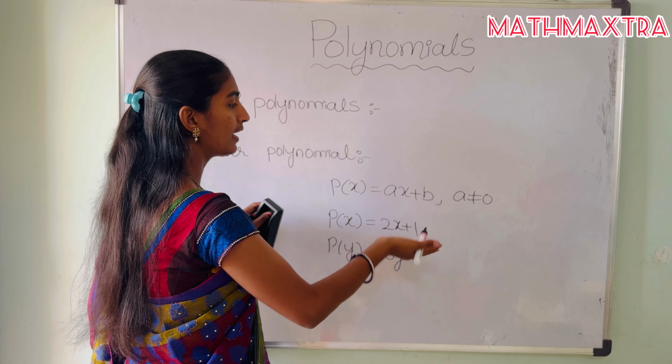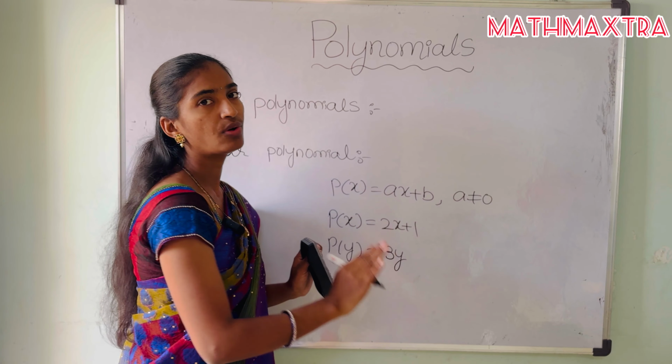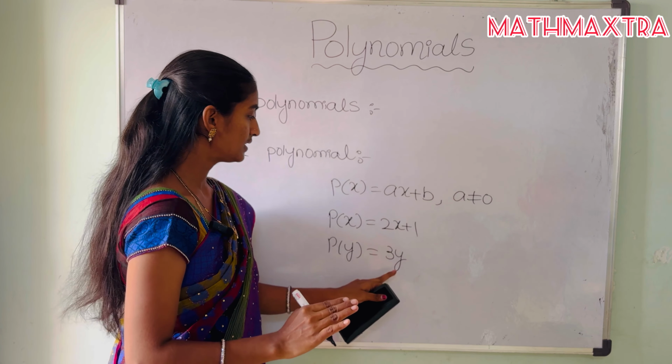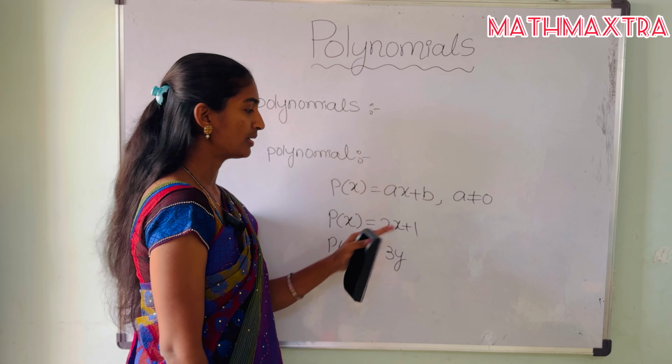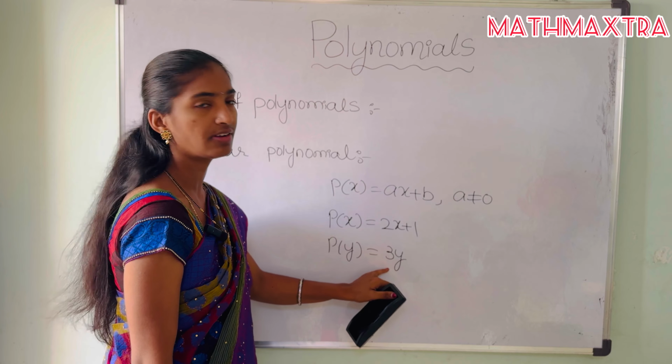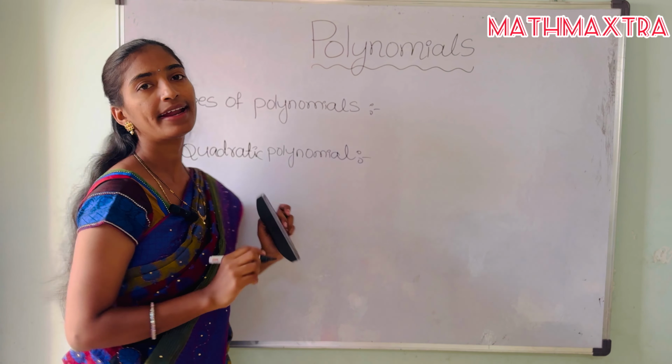So you can either have a constant or not, but that a value should not be equal to 0. Yes, this is also a linear polynomial. This is also a linear polynomial, but this is in the variable x and this is in the variable y. Okay. And the third type is quadratic polynomial.